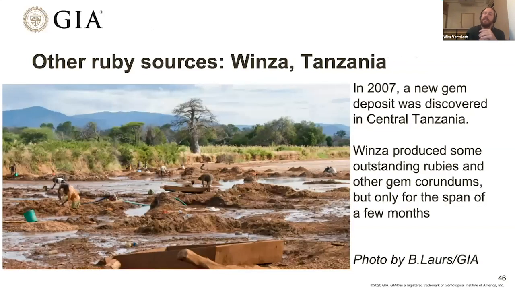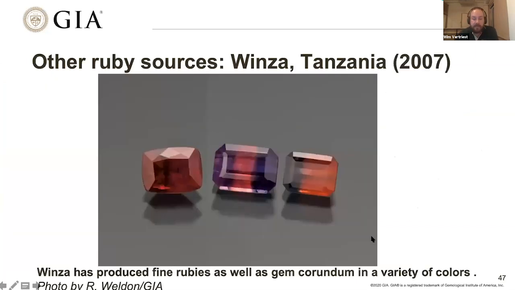And then the last Tanzania source I want to discuss is Windsor, Tanzania. In 2007, Windsor, Tanzania was discovered, and the ruby deposit there triggered a big rush. Windsor produced some outstanding rubies and other gem corundums, but only for a very short period of time. It is estimated that it peaked for around 6 months, and after that, it completely faded away. But in that period, it produced some really fine gems. Really fine rubies that are untreated.